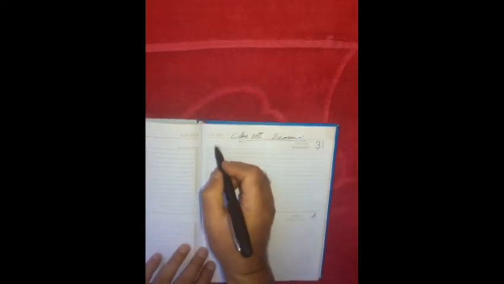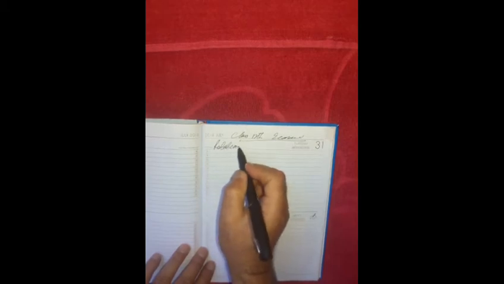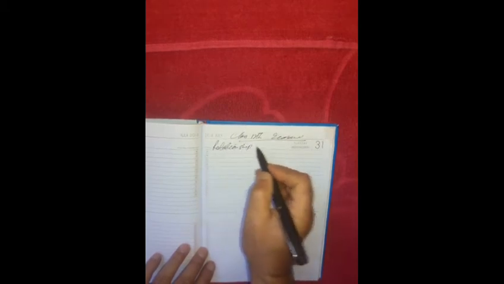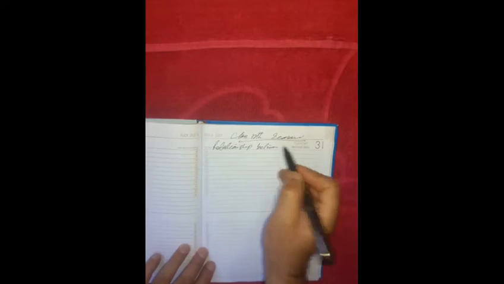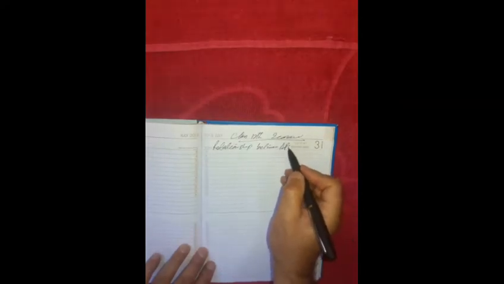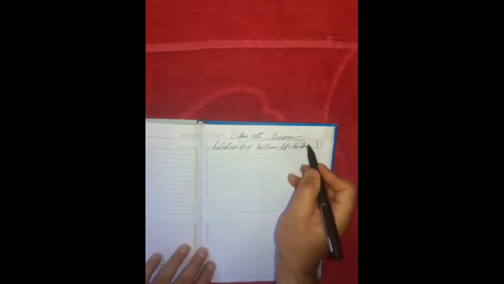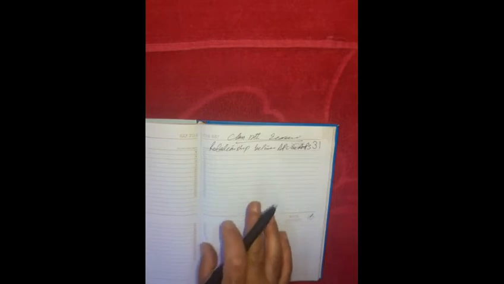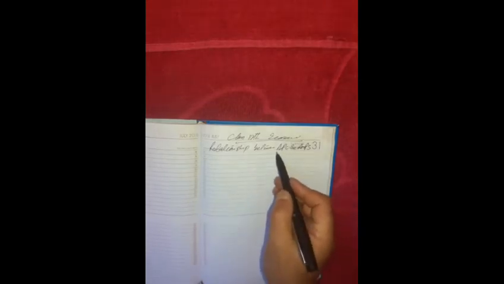Class 12th, subject economics. Our topic is the relationship between APC and APS. Relationship between APC and APS: average propensity to consume and average propensity to save. What is the relationship between the two?